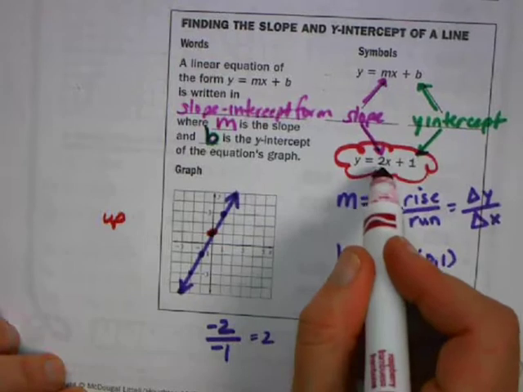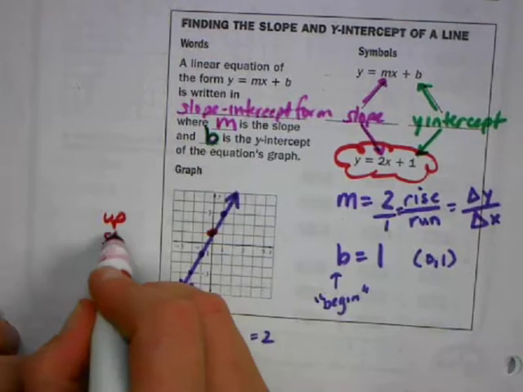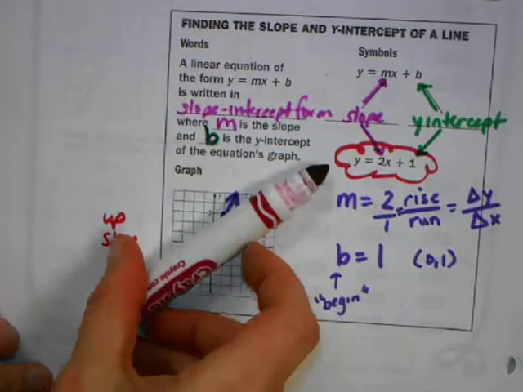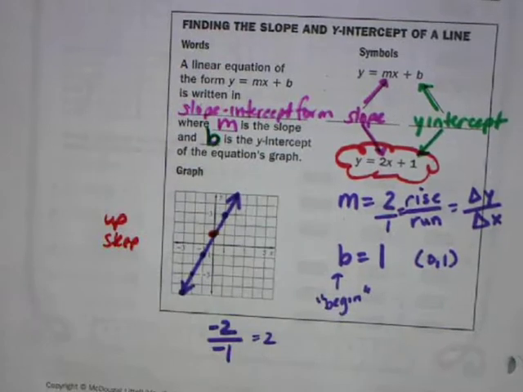Sure. And then is 2 bigger than 1? It sure is, so that's going to be steep. Is this line steeper than 45 degrees? It sure is. So we know that we graphed it right. That's it. Way to go.